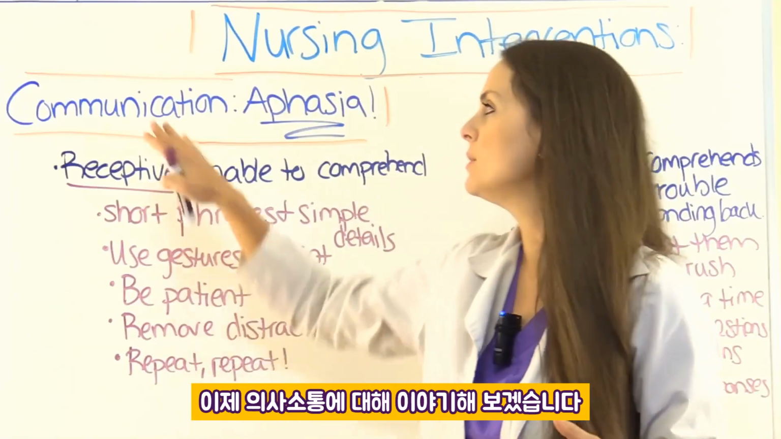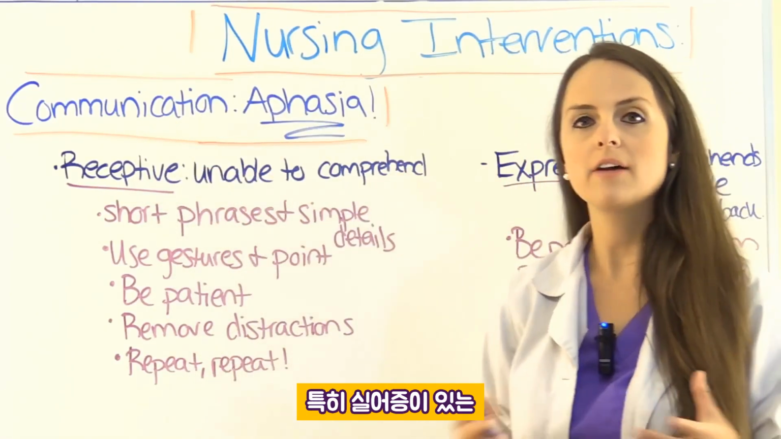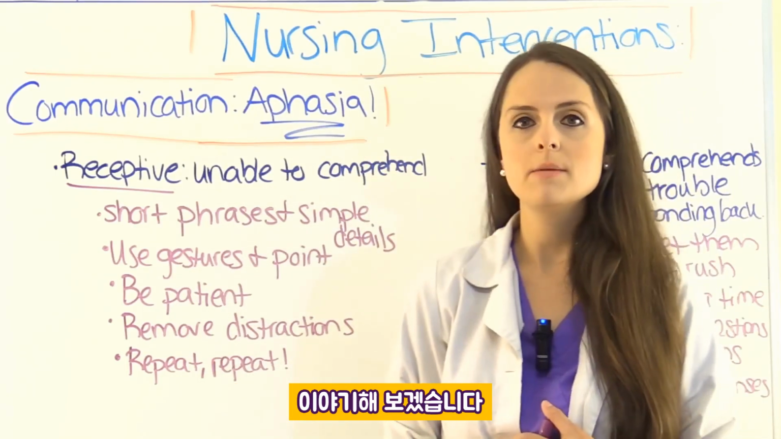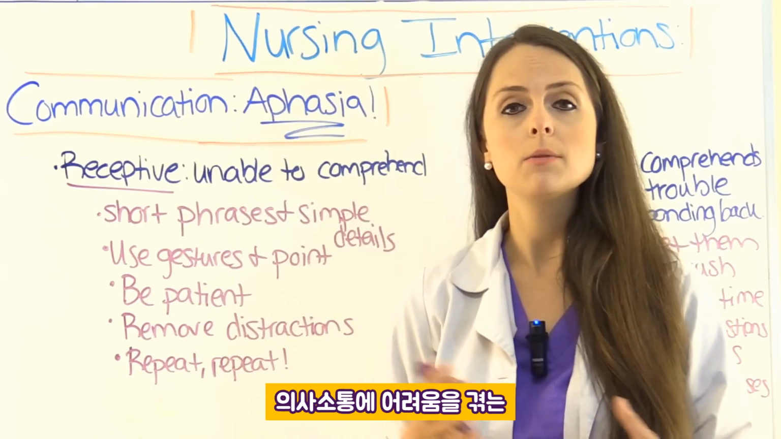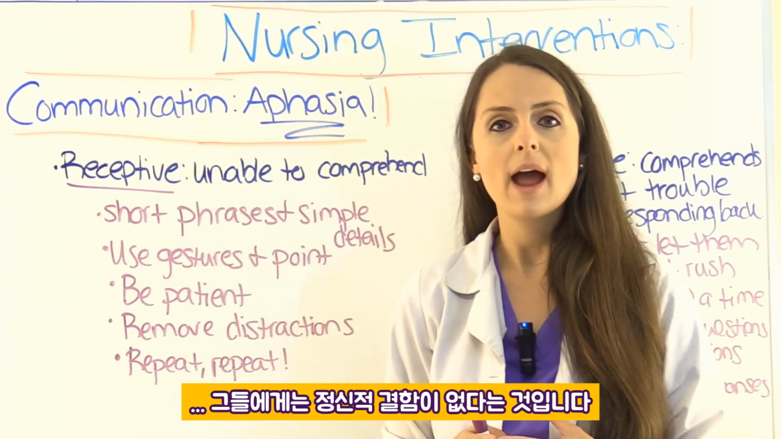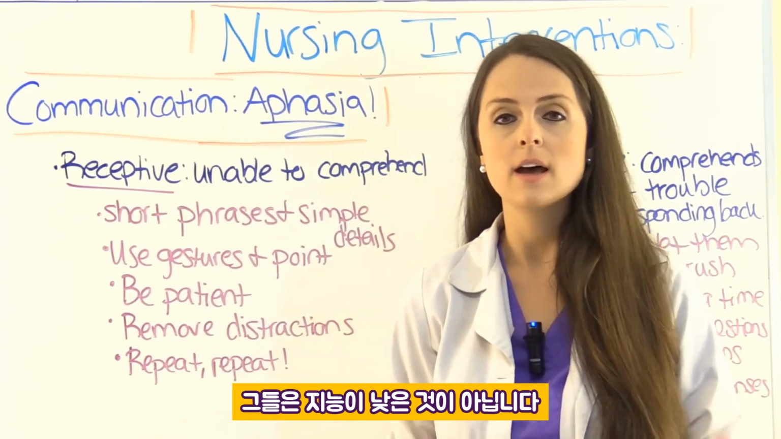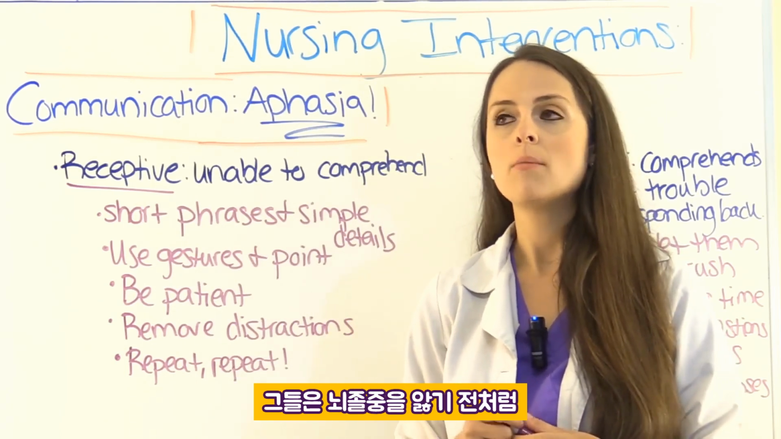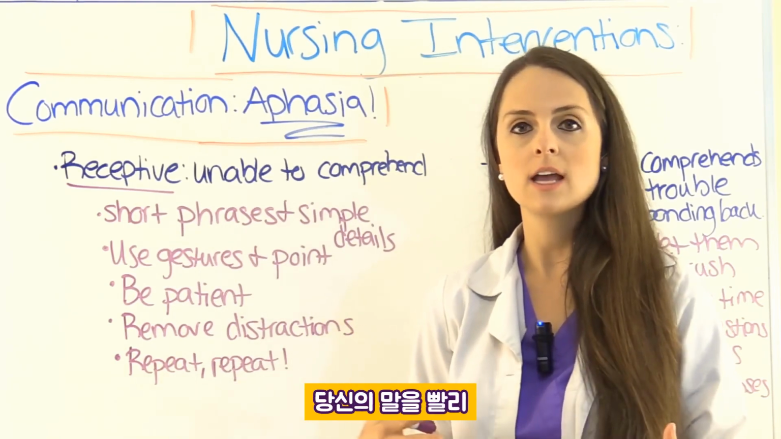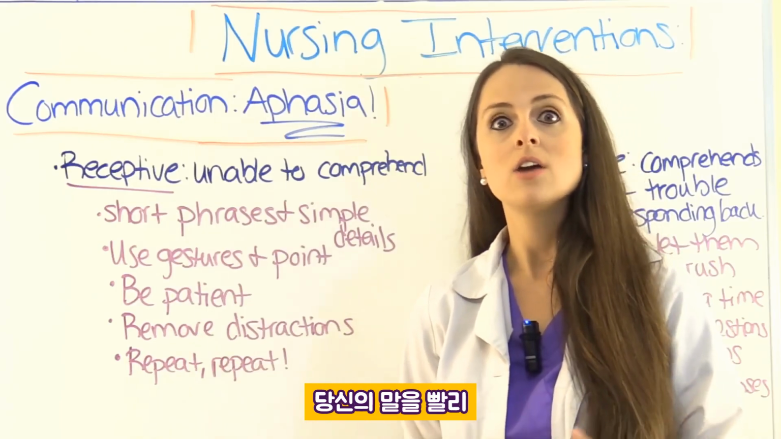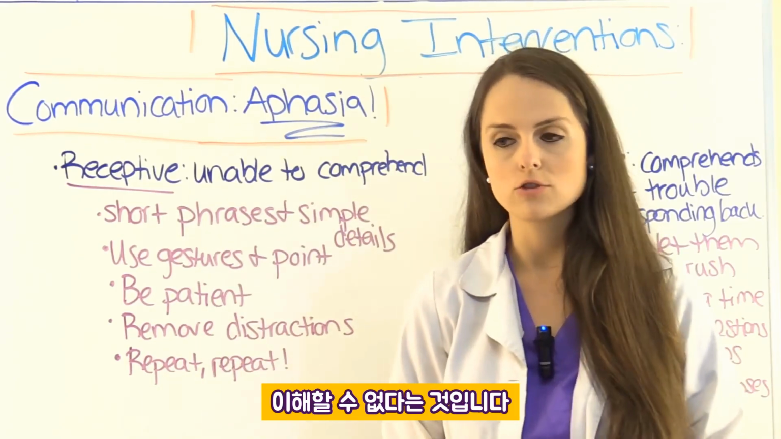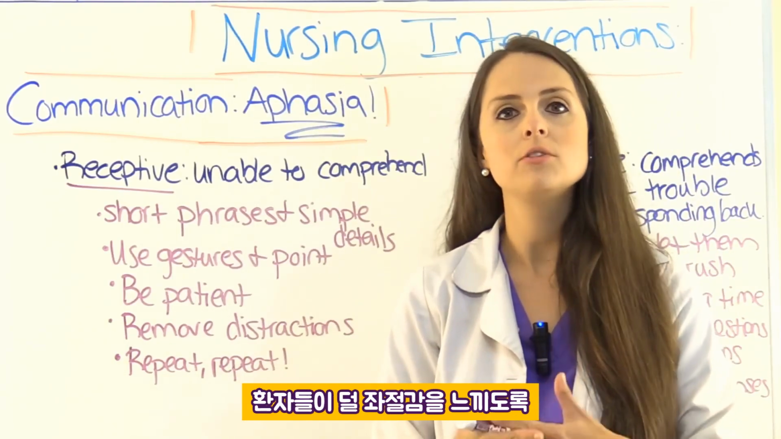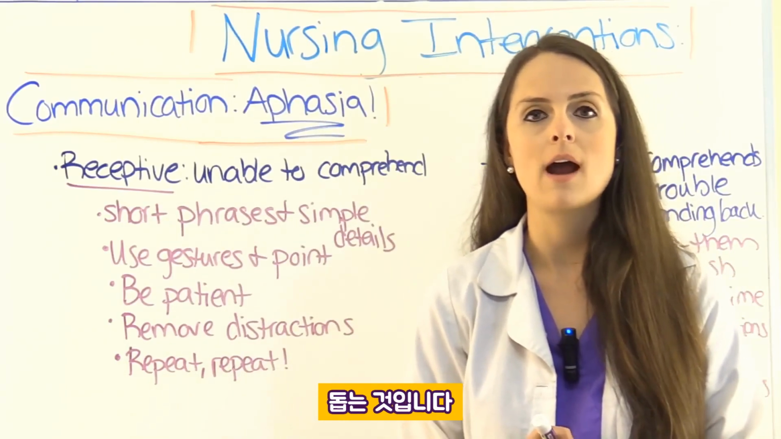Now let's talk about communication, specifically how to communicate with a patient who has aphasia. One thing you want to remember about a patient who has difficulty communicating with you is that they don't have a mental deficit. They're not unintelligent. They don't have something like that wrong with them. It's just that they can't properly communicate with you or understand you as fast as they used to be able to before they had the stroke. So as the nurse, what we can do is we can help, in a sense, bridge that gap a little bit and make it less frustrating for our patients.